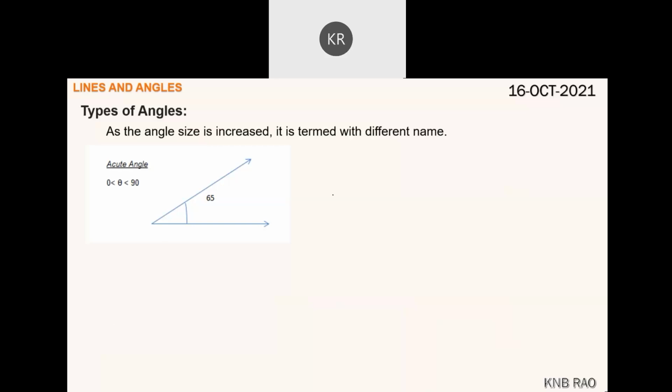In class 7th and all, you learned that if an angle lies between 0 degrees and 90 degrees, meaning it is more than 0 and less than 90, then it is called an acute angle. If the angle is equal to 0, then it is called a zero angle.